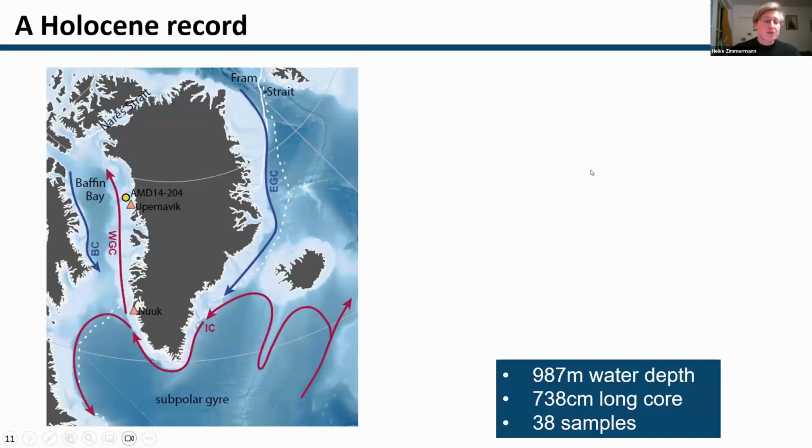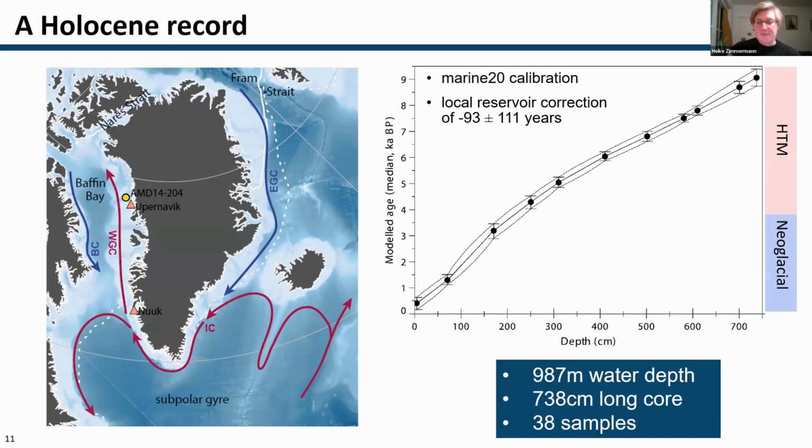And I was working on a Holocene sediment core from the Upernavik region in northwest Greenland. This core was taken at almost 1 kilometer of water depth, and it's more than 7 meters long. Over these 7 meters, we took 38 samples in triplicates to process them for ancient DNA. Here I want to show you quickly the age model, but I just want to highlight that the core encompasses the last approximately 9,000 years and therefore the Holocene thermal maximum and also the neoglacial period.